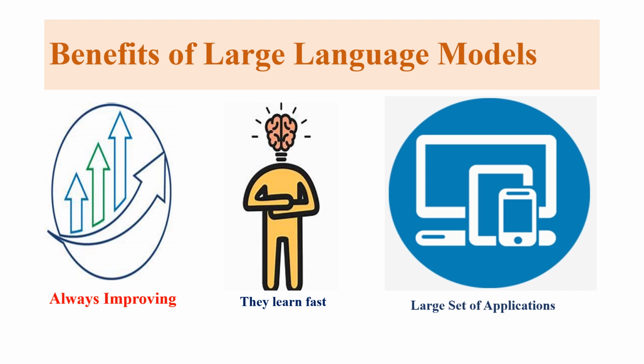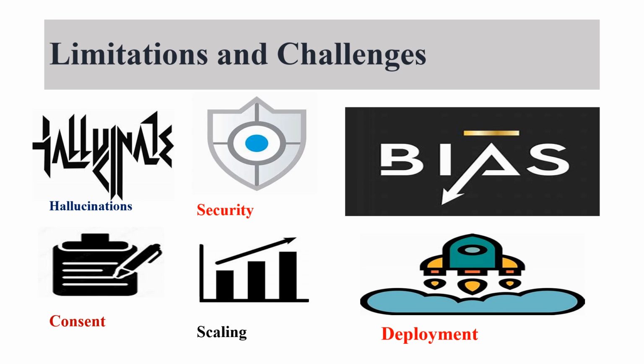They're always improving, because day to day new data will be added, and the more it learns, the better it gets. So these large language models' accuracy will keep on improving, for they're continuously learning, and they learn very fast, in the sense that they do not require too many examples, and they're trained on a large set of applications, so they also give very high accuracy. But there are certain limitations of these large language models.